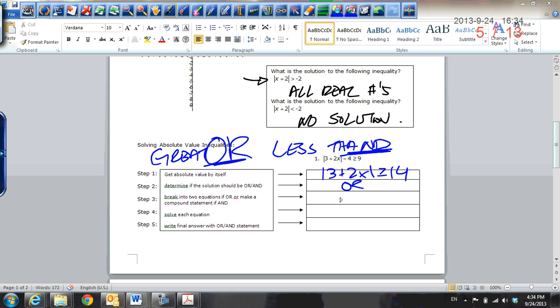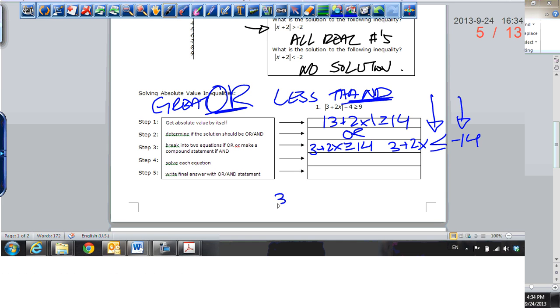Next thing we're going to do is rewrite it twice. So 3 plus 2x is greater than or equal to 14. And then here's where we change stuff: 3 plus 2x is less than or equal to negative 14. We flip the sign and make it negative. So pay attention to that. Next thing I do is solve. So I'll go down here and solve both of them. So 3 plus 2x greater than or equal to 14. Subtract 3 from both sides.